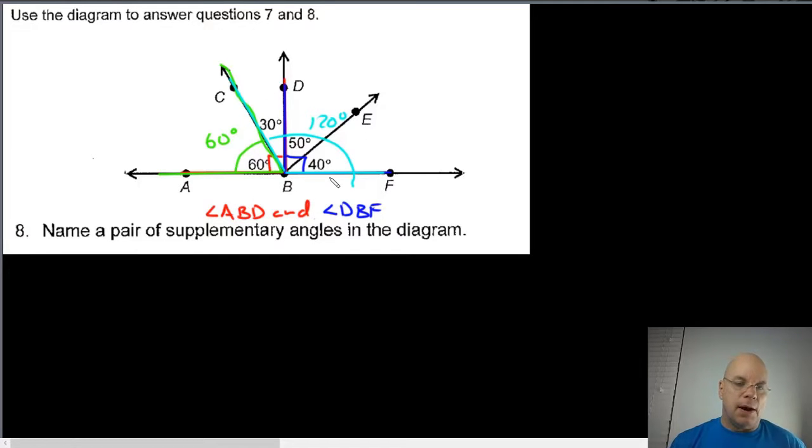And there's another pair that you could find. But this gives you good practice with finding the angles, naming the angles, which is not trivial. Students often have trouble naming the angles. And then understanding which 2 will give you a sum of 180 degrees, making them a supplementary pair.